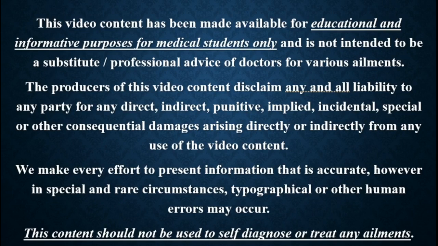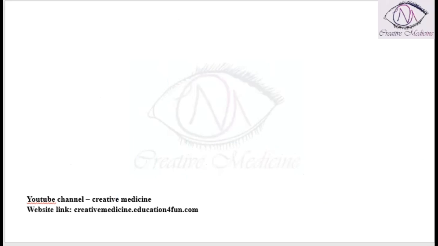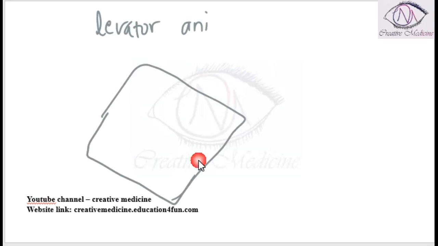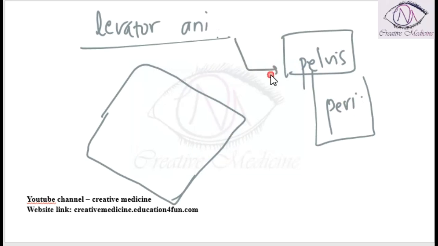In this lecture, we will learn about Levator Ani. In the Levator Ani, the pelvis is separated from the perineum by the levator ani muscles, and this is also called the pelvic diaphragm. There are two main parts of the pelvic diaphragm, called pubococcygeus and iliococcygeus. Ischiococcygeus muscle is not a part of levator ani.